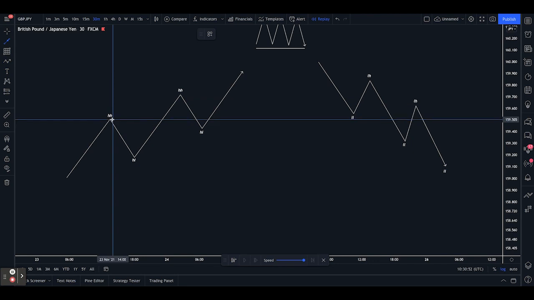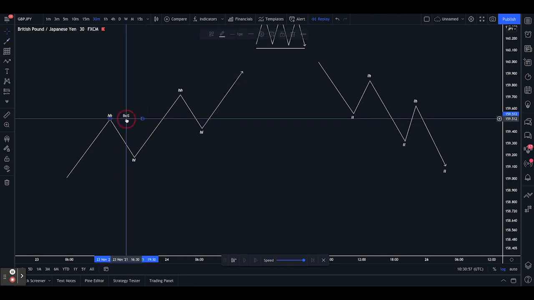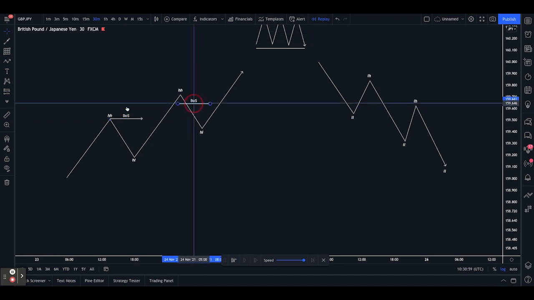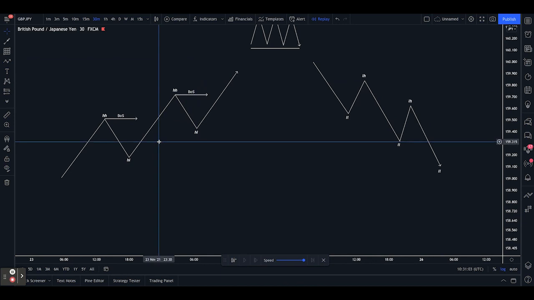So looking here at this structural point, how do we identify the higher highs and higher lows? Well, we use a break of structure. This is the arrow tool we spoke about, where we have the BOS. What this indicates is a break of structure. And breaks of structure are very useful because it's these that are going to initiate trades for us.